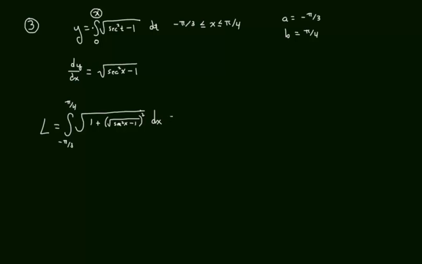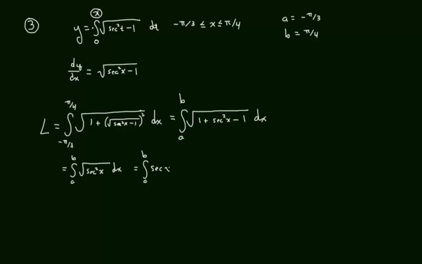dx. So if I simplify that, I have the integral from a to b, square root 1 plus, so I'm squaring the square root, to get secant squared x minus 1 dx. Simplifying further still, I have the integral from a to b, the square root of, well, the 1's canceled out, and I have secant squared x dx. Okay, so then that equals the integral from a to b of the secant of x dx.